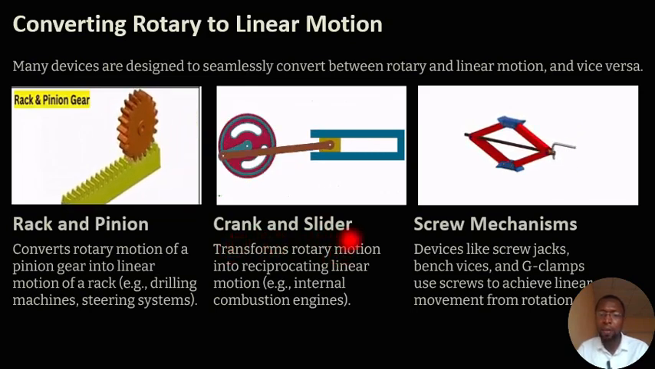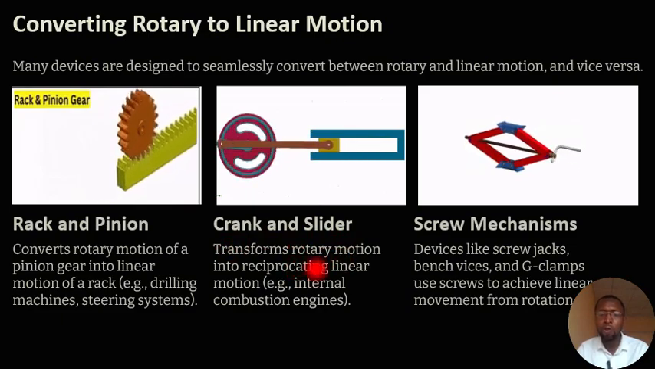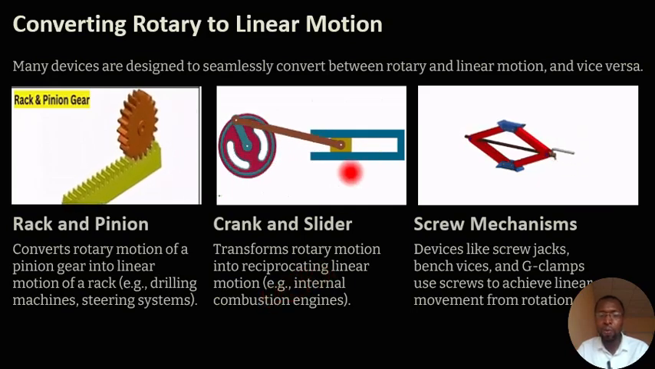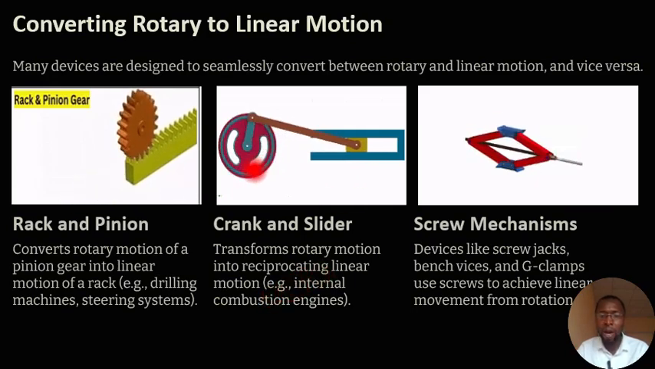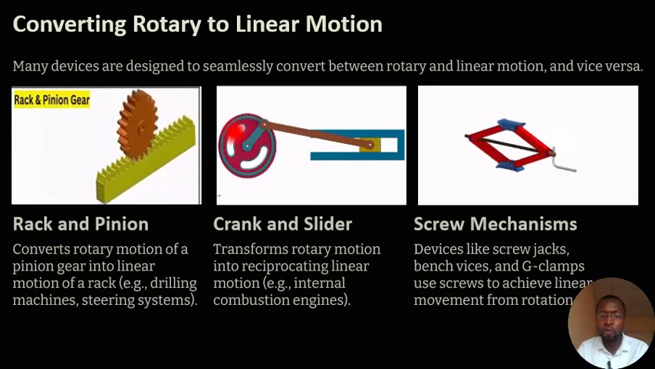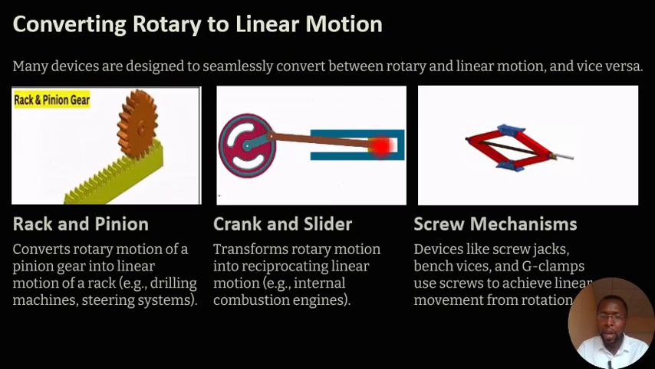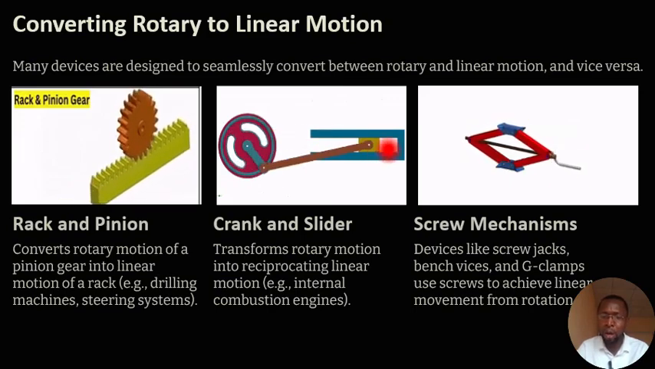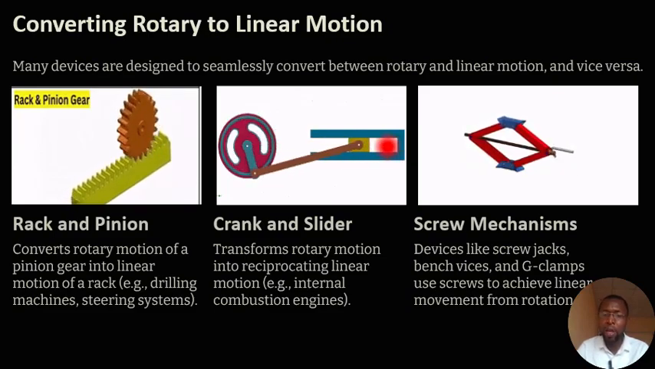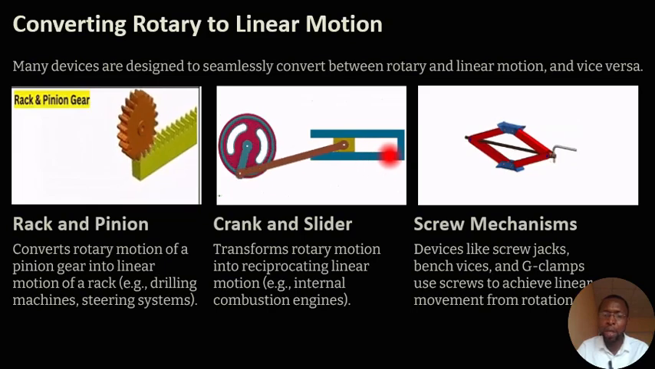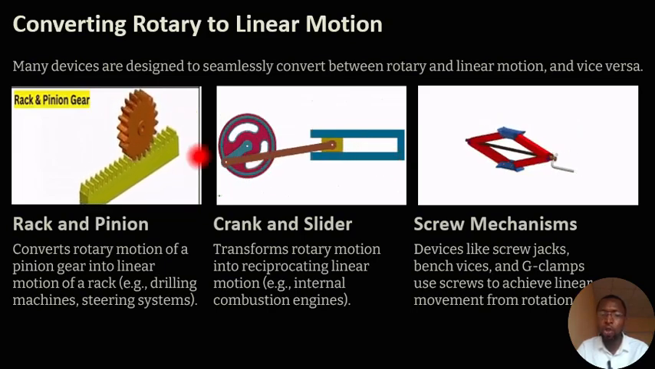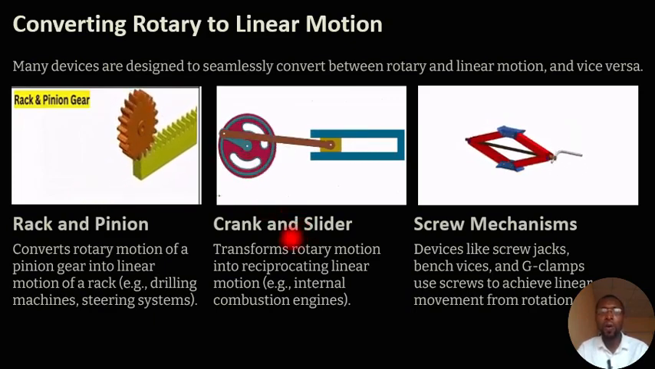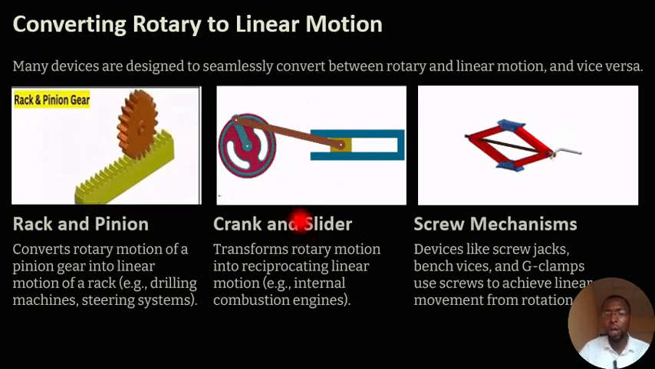Another device that can convert rotary to linear motion is called the crank and slider. The crank and slider also transforms rotary motion into reciprocating linear motion. You could see as the crank is moving in a rotary form, there is a linear movement of the slider here, back and forth. That's what we call the reciprocating linear motion. So there is a back and forth movement of the slider due to the rotary motion of the crank. So that's another device that converts rotary motion to linear motion.